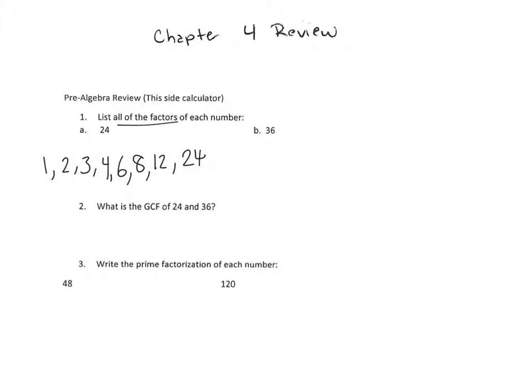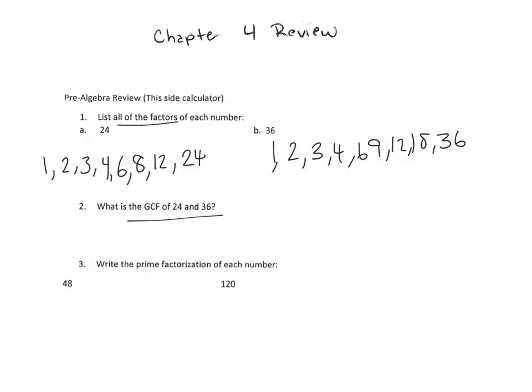And then, factors of 36. 1, 36, 2, 18, 3, 12, 4, 9, and then 6. So the greatest common factor is, look at your bigger number. So which one is the highest number that's in common?